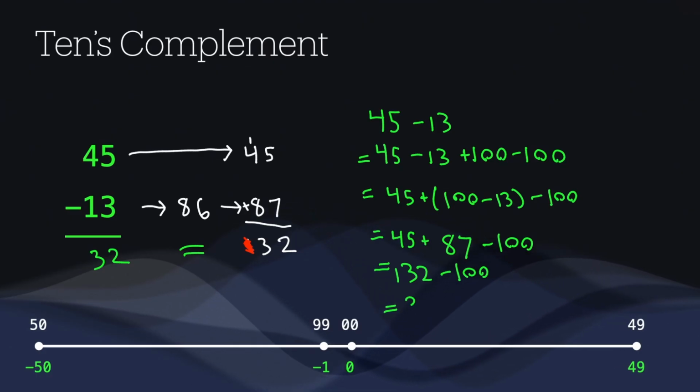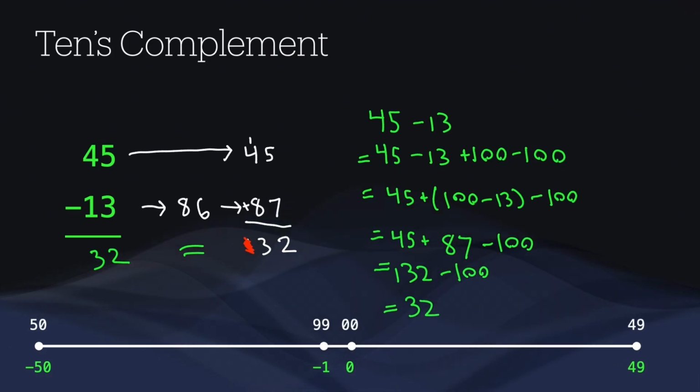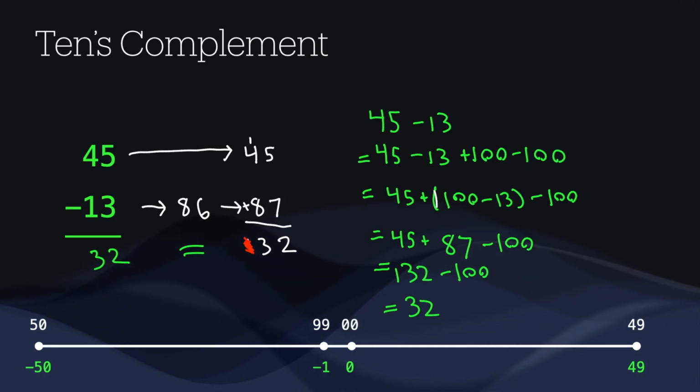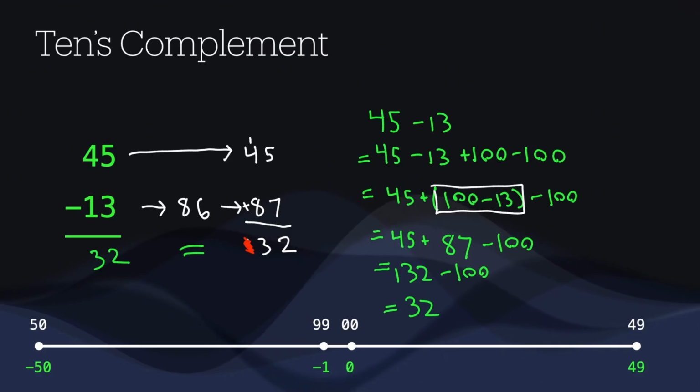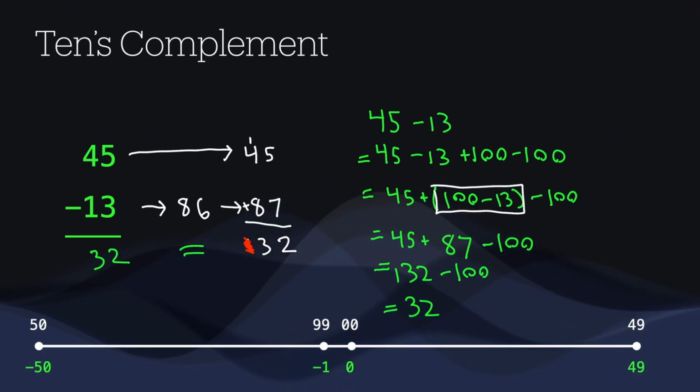132 minus 100, that's 32. So this is really all that tens complement is doing. The whole process of quote-unquote flipping the bits is you're really just finding 100 minus x. And that's actually where both 2's complement and 10's complement get their name. The complements, which is the positive representation for a number, and its negative representation, are always going to add up to a power of 10 in 10's complement, or a power of 2 in 2's complement.